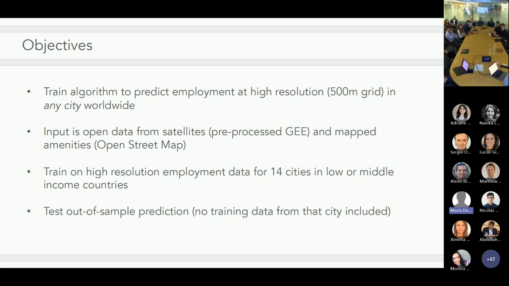That's something that most academic papers that try to do things like this, like predict poverty or predict the presence of firms, very rarely try to do: out-of-sample prediction. It's a very hard thing to do because, of course, you have no information on the specific city in question in the data set. And so that's a challenge for any type of machine learning algorithm in this space.